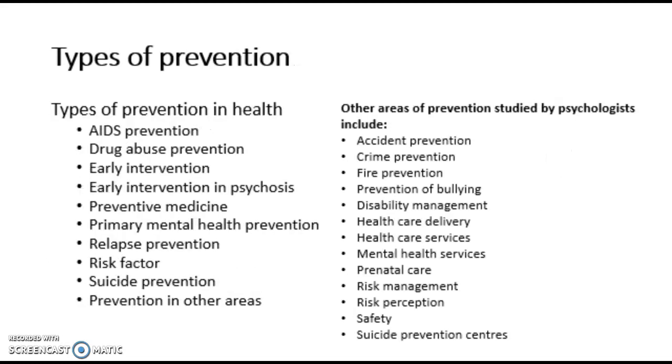Types of prevention include lots of things, and here's a list. So I'm going to pick out some examples here because you can read the slide. But as we've said, early intervention is one of those aspects that's really important. And also, like we've mentioned, primary mental health prevention, suicide prevention, anything that helps reduce risk factors. And then there's more specific ones like risk management, safety, fire prevention, crime prevention. There's lots of different areas.